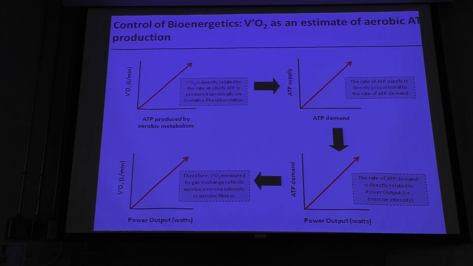Okay? So, we get to the point of two things that we can measure. This becomes important for the lab because we can measure VO2, we can measure power output, and therefore we can get an indication or some relationship between the aerobic production of ATP relative to somebody's external power. Right?